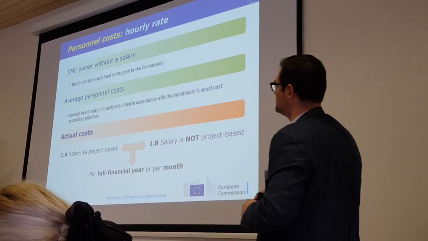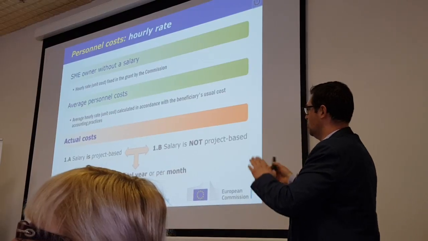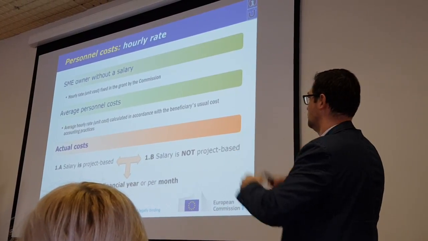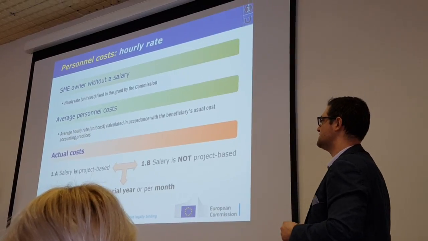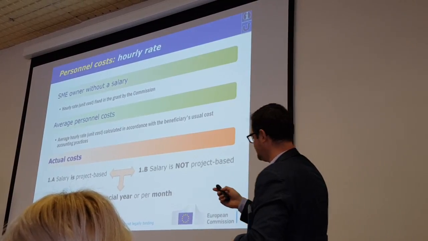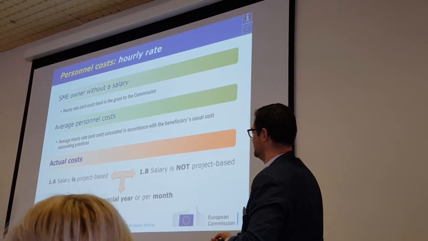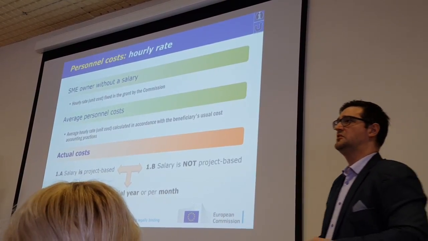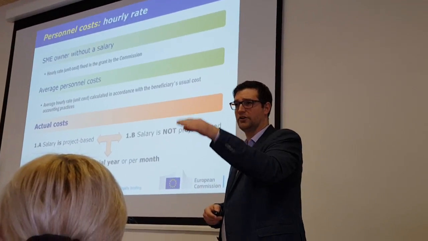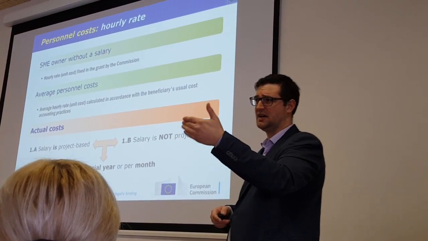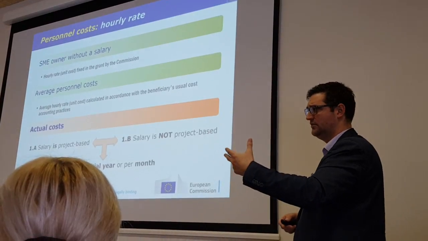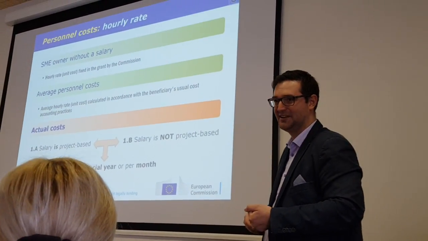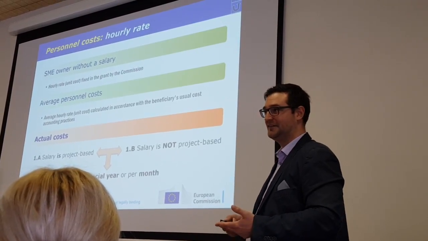And then you've got the actual costs, and you've got two options. You are either project-based or not project-based, and based on that you will calculate the hourly rate. And you can declare the actual cost based on the calculation on the full financial year or on a per month basis, but you have to decide at the level of the organization. So you should have some instructions at the level of the university, let's say, how to calculate the hourly rate.